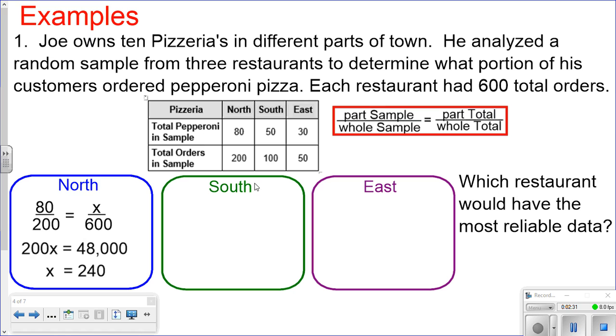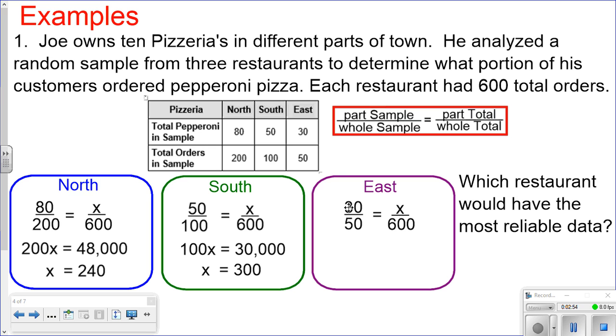In the South restaurant, he only sampled 100 people, and 50 of them ordered pepperoni pizza. So 50 out of 100 equals x over 600. We cross multiply, and based on the South restaurant, he expects out of 600 people, 300 of them to order pepperoni pizza. In the East restaurant, he only sampled 50 people, and 30 of them ordered pepperoni pizza. So we set that equal to x over 600, cross multiply, and we get x equals 360. So in the East restaurant, he would expect 360 out of the 600 people to order pepperoni.